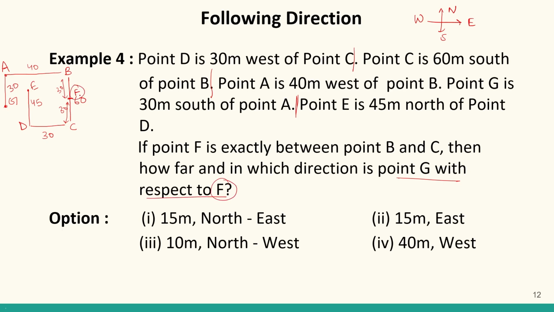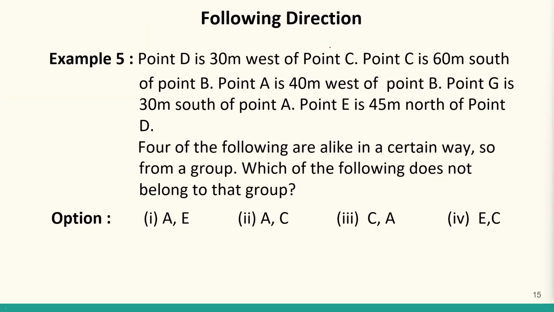So with respect to point F, G will be in the straight line, so G will be towards the west, right? And then we have to find out how far also. So here again the distance between F and G will be equal to the distance between A and B, right? Because they fall in the same line, so it will be 40 meter. So our answer will be 40 meter west, which is option number 4. Clear?